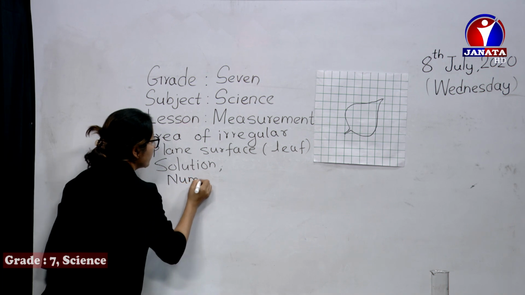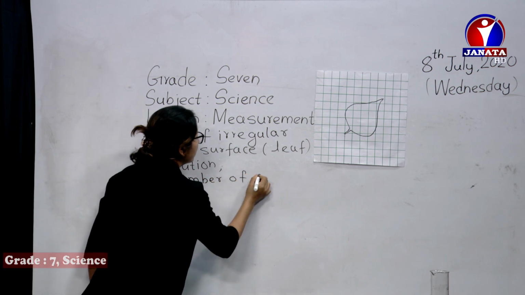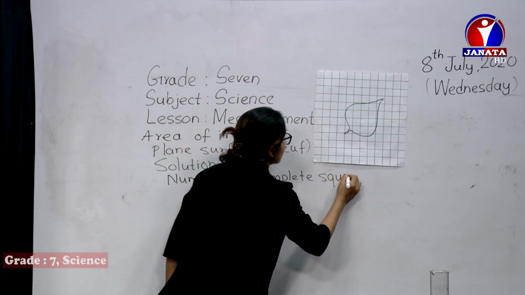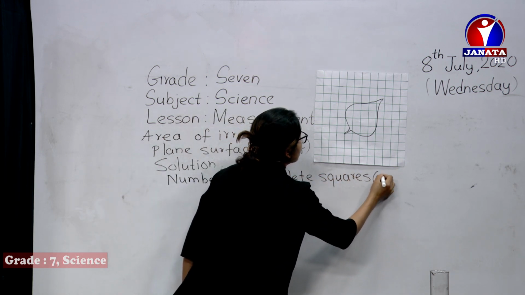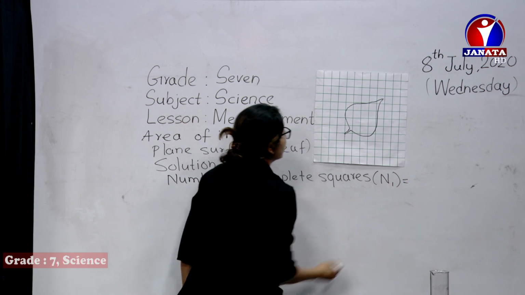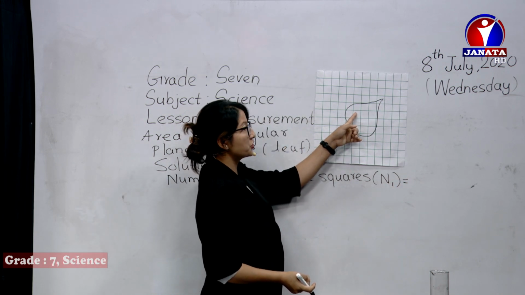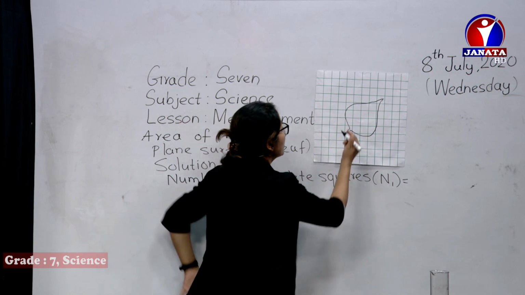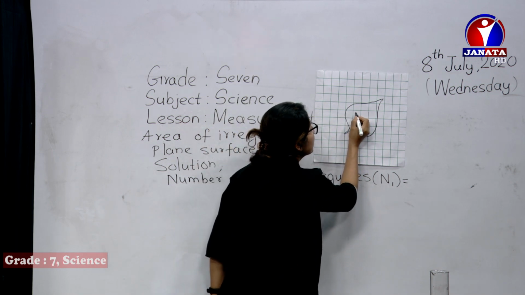Number of complete squares here, and let's denote it by n1. So let's check over here. You can just check it over here. Let's count the complete squares first of all. We can see over here, it's a complete square.